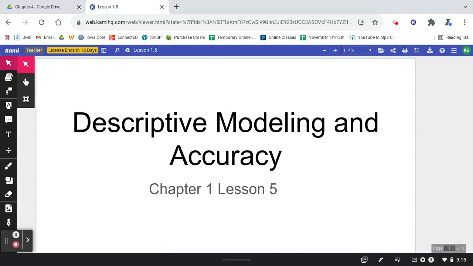Chapter 1, Lesson 5, Descriptive Modeling and Accuracy. We don't have a homework check because of the quiz we took yesterday, so go ahead and pause and write this down, the title of the lesson.